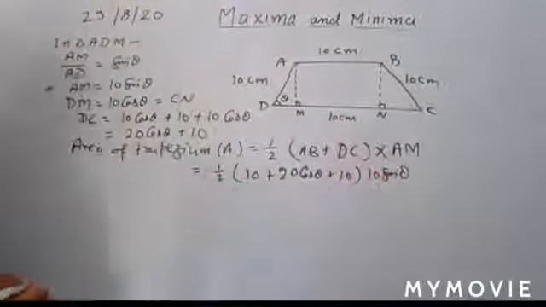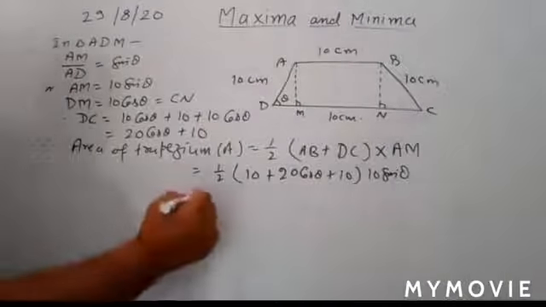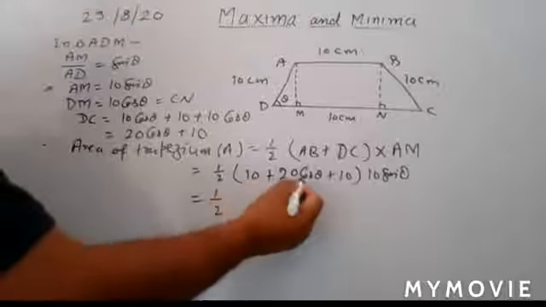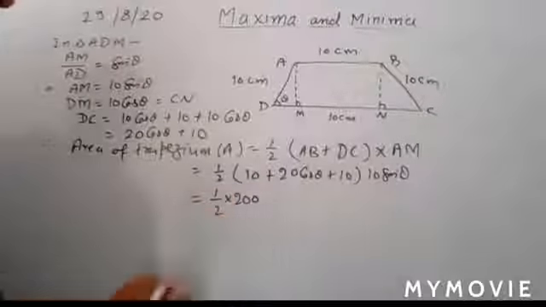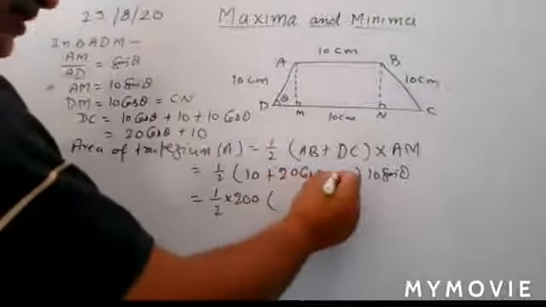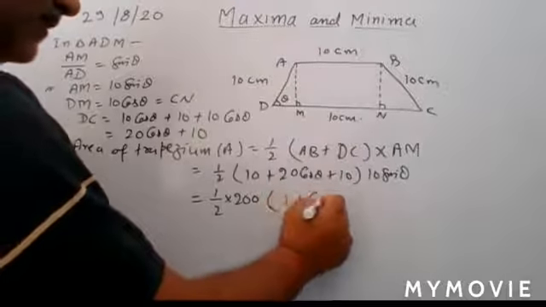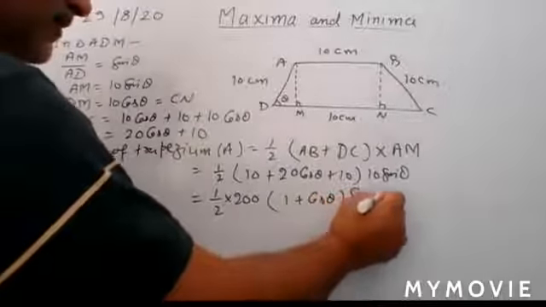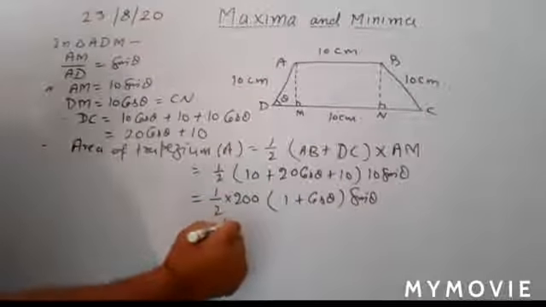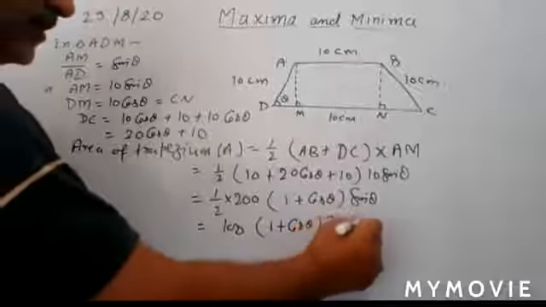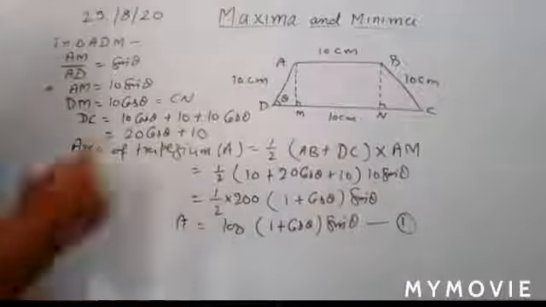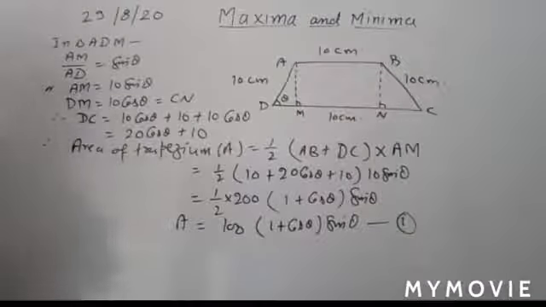Just simplifying, here you have 1 upon 2. You can take 20 common, and here you have 200. So taking 20 common, here you have 1 plus cos theta into sine theta, and it is equal to 100 into 1 plus cos theta into sine theta. This is your first equation, and that gives the area of the trapezium. Understand? And you have to find the maximum area of this trapezium.